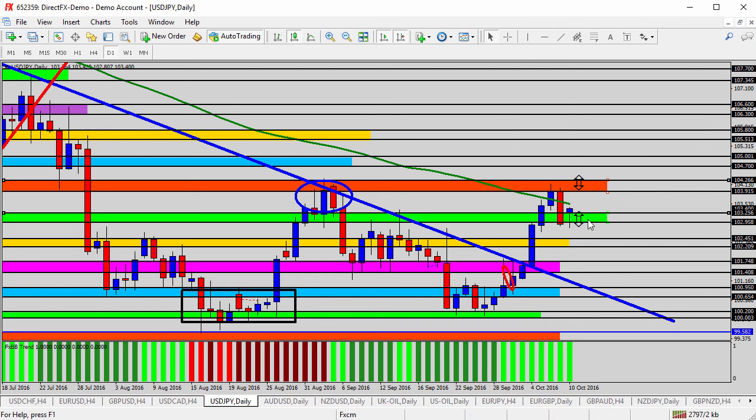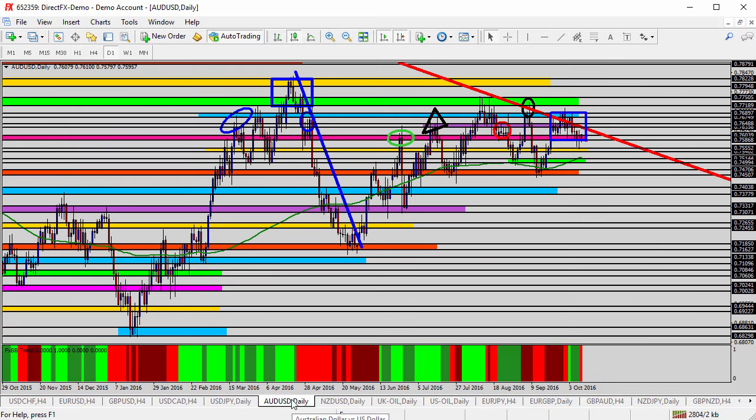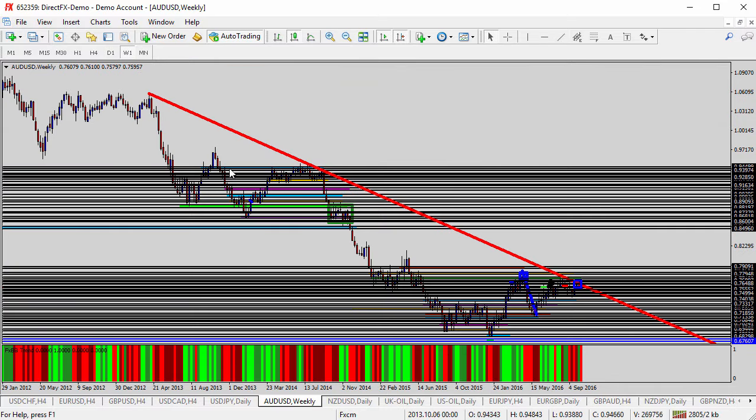If you're a buyer, you're buying the green zone. If you're a seller, you're watching for the break of the green zone for the continuation lower for the USDJPY. Moving on to the AUDUSD, the Australian versus the US dollar, let's take a peek at the weekly time frame real quick. We've studied this in the daily trade room quite a bit. The long-term red trend line is very important to our trading over the past couple of weeks.